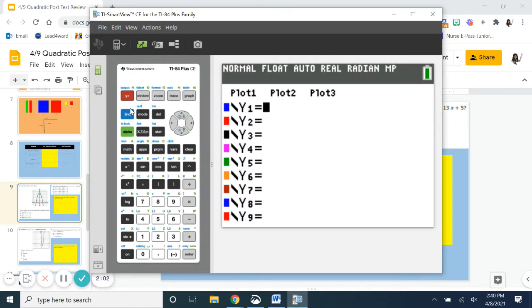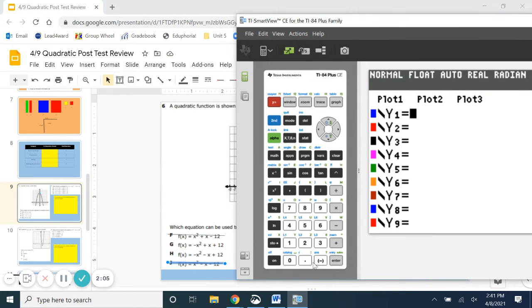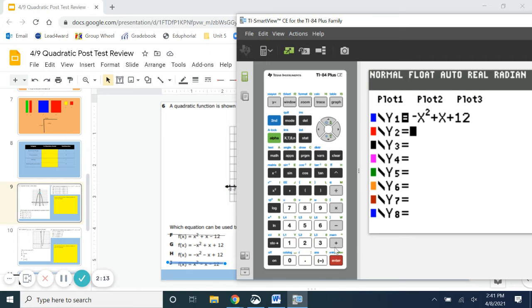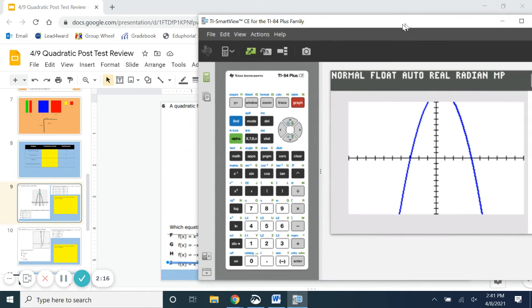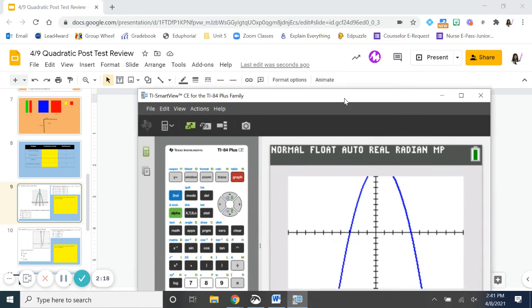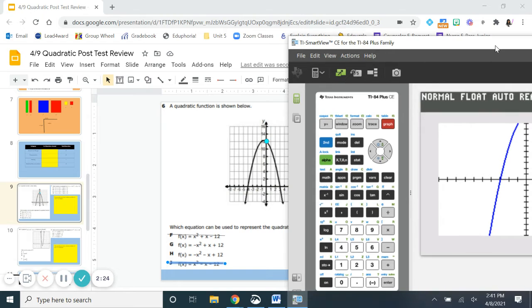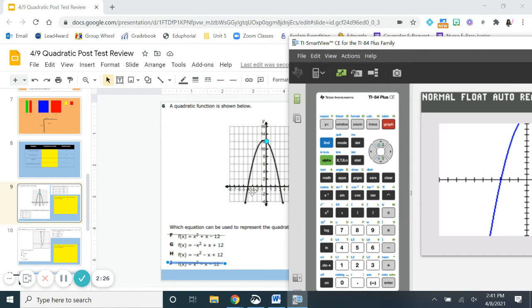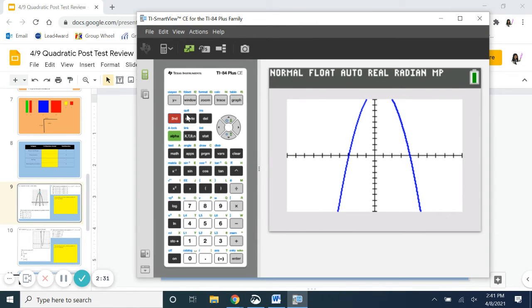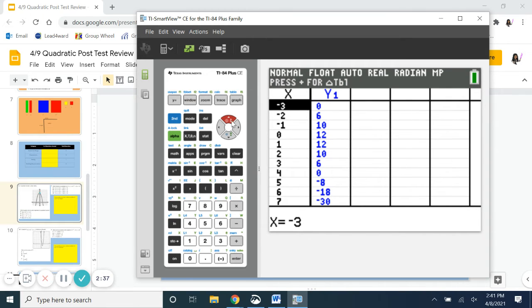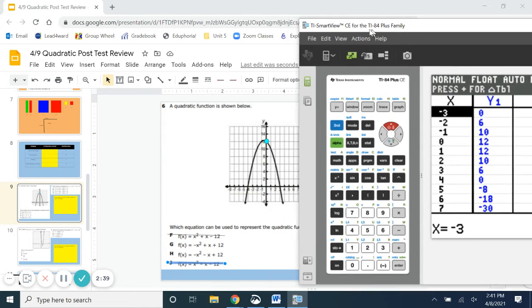So when I go into my calculator, I'm plugging in, let's see, g's negative x squared plus x plus 12. I'm going to graph that. Looks like it's going in the same direction so far. Okay. I noticed, let's see, my x-intercepts here are at negative 4 and 3. So I can go and look at my table for this. I have a positive 4 and a negative 3. So that may not be the one.